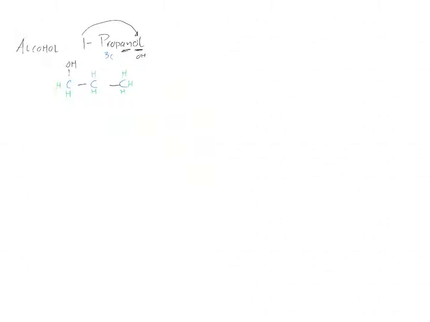For the alkyl halide, your example was 2-bromo, 1-butene. So a couple of things. The ENE tells me it's double bonded. The bute tells me it's 4 carbons long. The 1 tells me the location of the double bond. The bromo tells me that it is a bromo alkyl halide attached, and the 2 tells me its location.